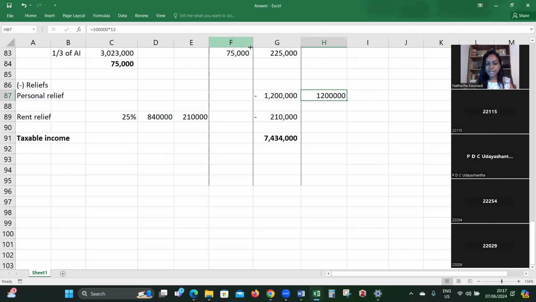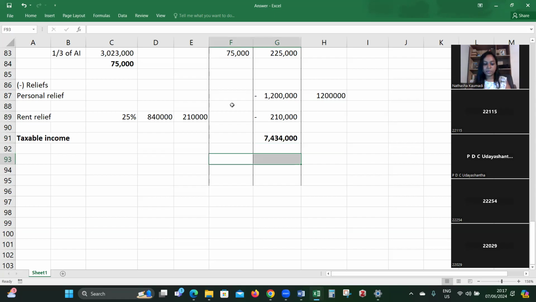I'll answer that next question later after doing this computation. Why can't we get the share selling income, or someone is asking, can we get capital gain on shares as an investment income? We'll discuss that later. Okay, so the personal relief, I think that's okay. Rent relief, and then we have the taxable income.